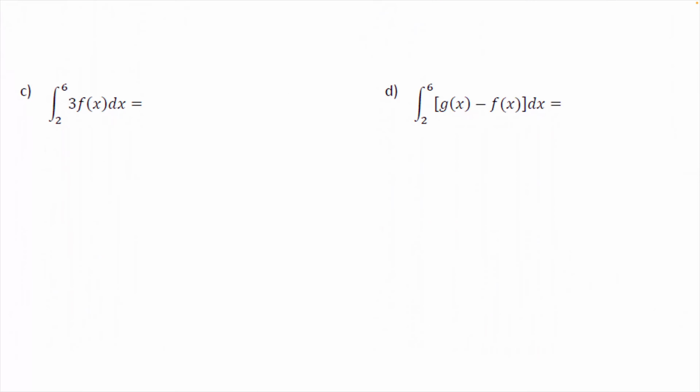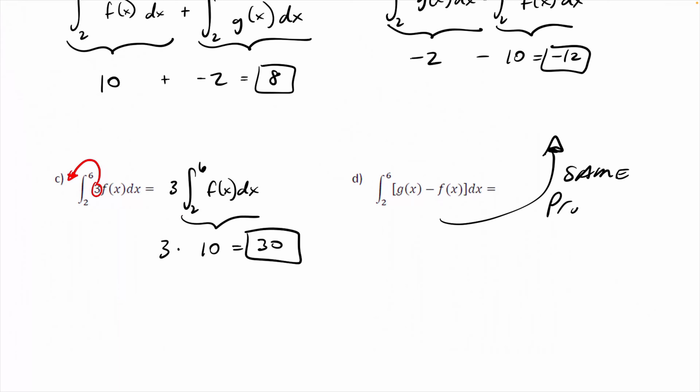What do we do with the 3? You move it to the front? Move it to the front. We've done this before. So you get 3 times the area from 2 to 6 of f of x. Well, the area from 2 to 6 for f of x is 10. So you get 30. Area is 30. And this one's the same as this one. The same problem, so we won't do it again.